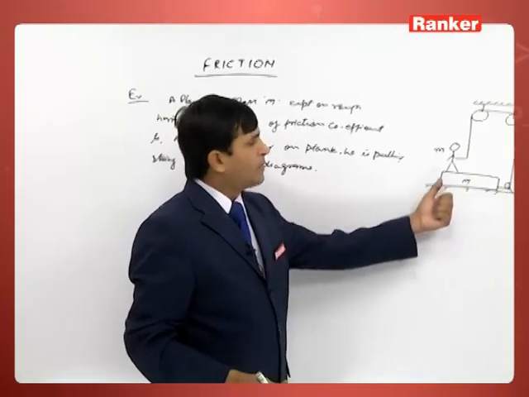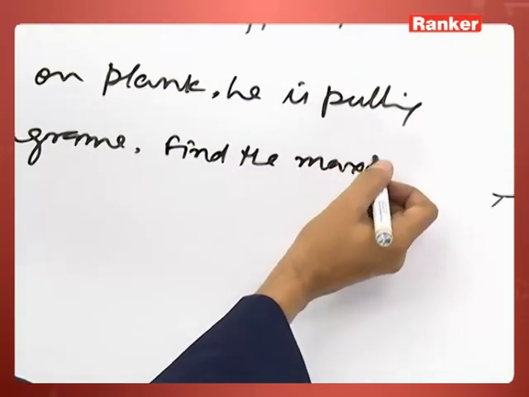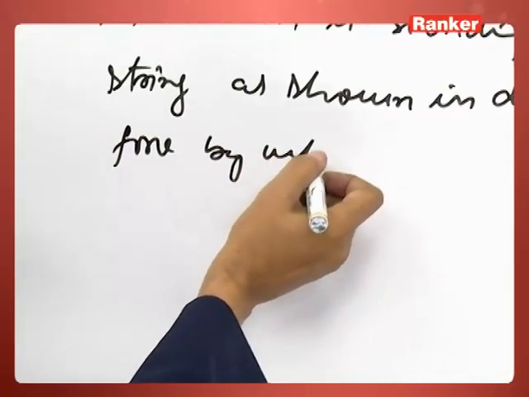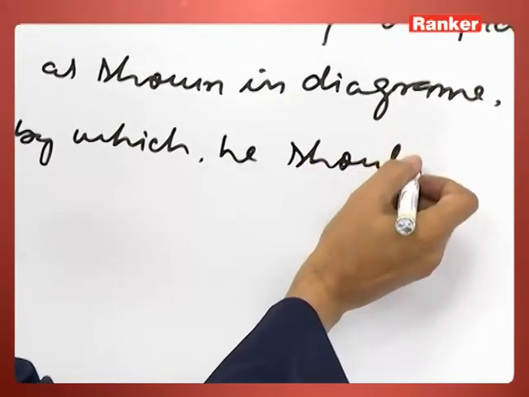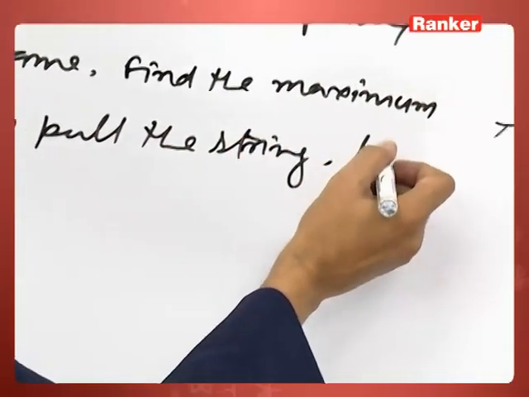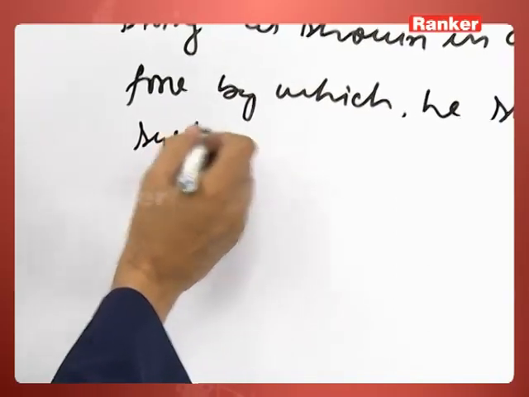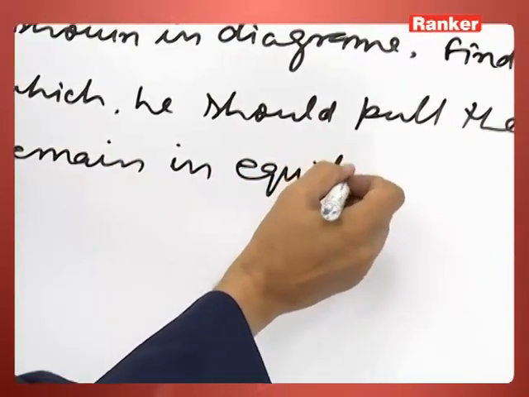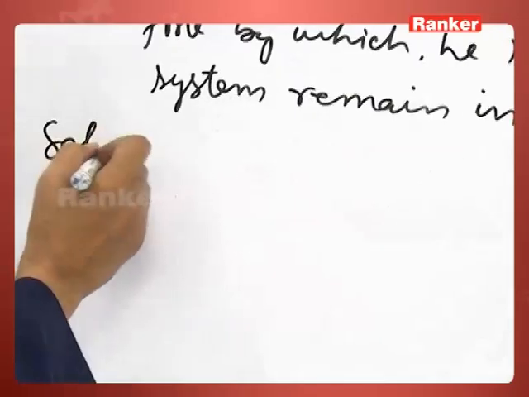Find the maximum force by which he should pull the string till the system remains in equilibrium. So this is the question here.